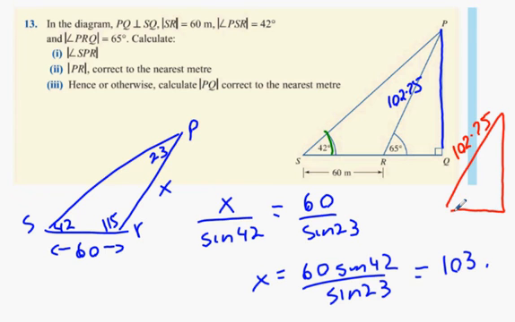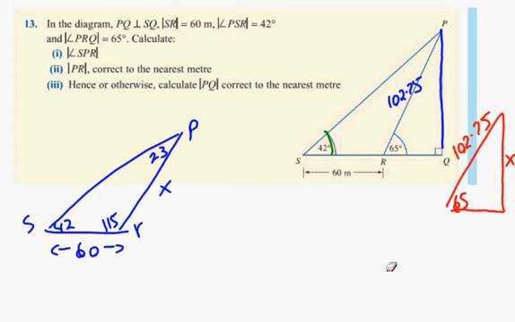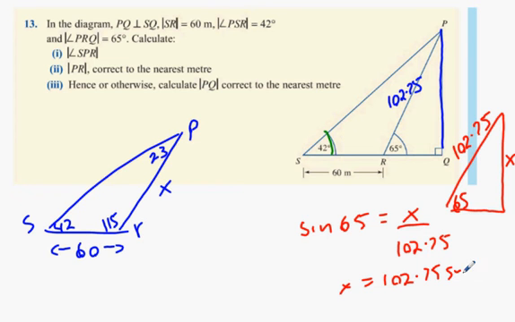102.75 and 65. So we need the opposite, don't we? What function should we use? We can use SOHCAHTOA now because it's a right angle triangle. Sine, cos, or tan? Sine, because we're looking for the opposite side. So sine 65 equals X over 102.75. So X is 102.75 sine 65, and what do you get for that? 93 meters.